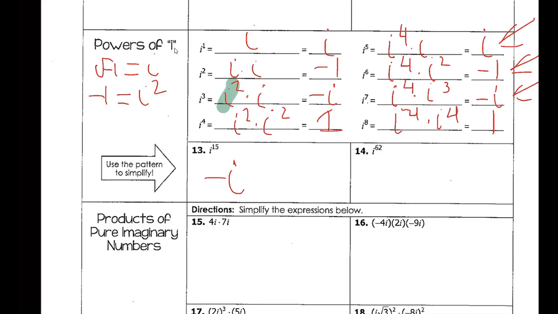I'm definitely going to talk more about this tomorrow, but i to the 62, if you think about multiples of 4, 4, 8, 12, 16, 20, and then we could go from there, 20, 40, 60. That would be a multiple of 4. So 61 would be here, 62 would be here. So this would be negative 1.